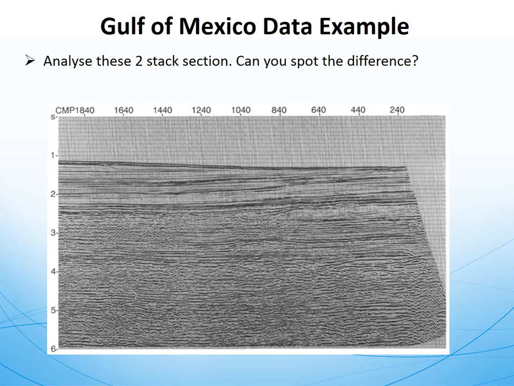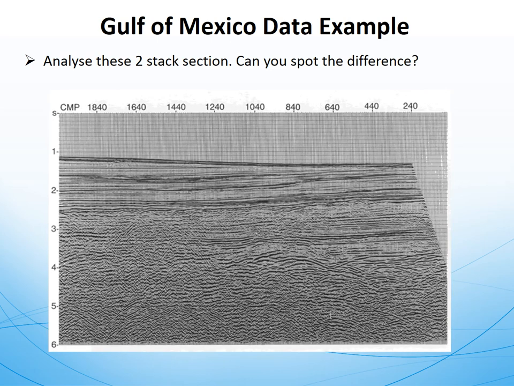Finally, before we end our lecture today, I would like you to take a look between this image, which is before the multiple attenuation, and this one. Okay, there are some differences between these two images.